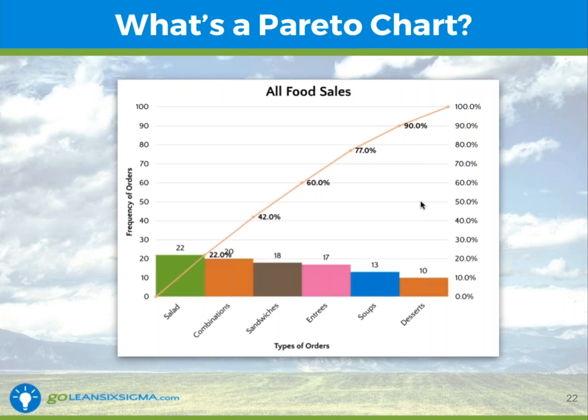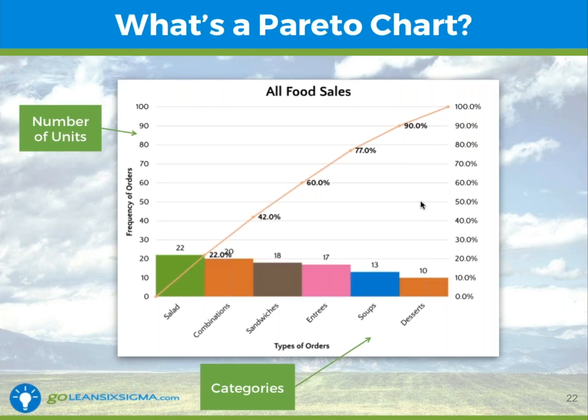This one is showing different types of food orders. The Pareto chart is good for categorizing data. In this case, the team was categorizing what people ordered out of 100 orders. So we looked at 100 orders, and the x-axis shows us what categories. In this case, the categories are salads, combinations, and so on. The y-axis shows us the frequency or the number of each category. In the case of these orders, 22 out of 100 were for salads, and 20 out of 100 were for combinations. So if you add the salad orders to the combination orders, you get 42% of the total.